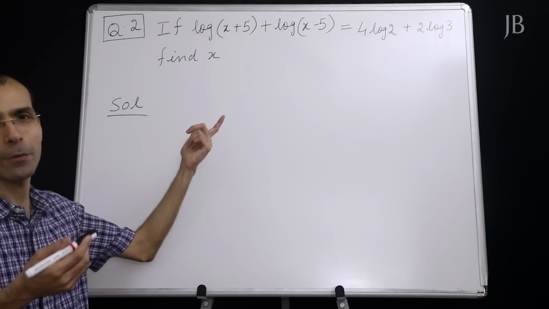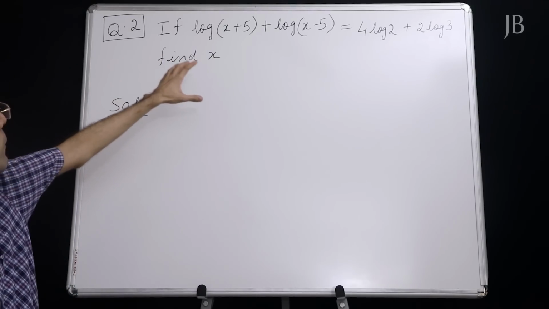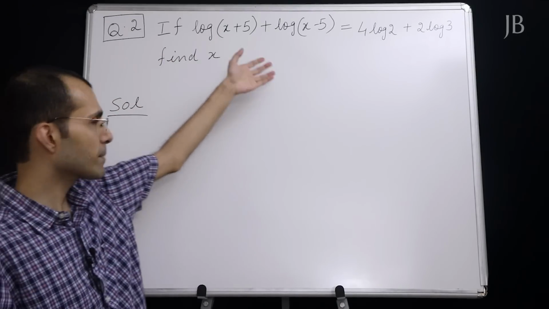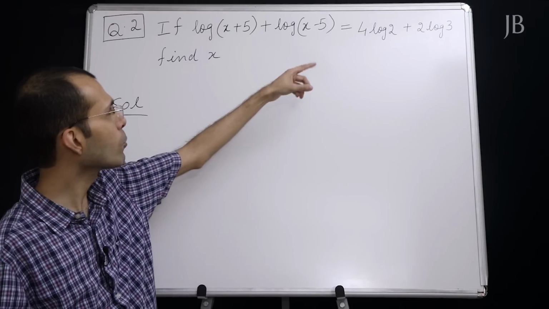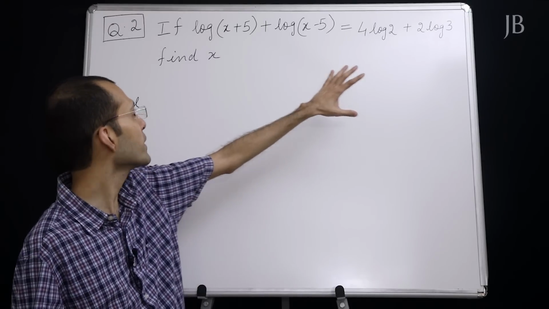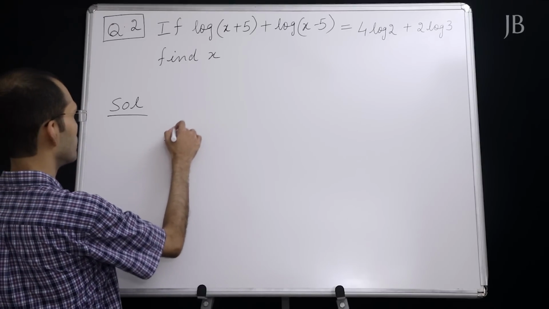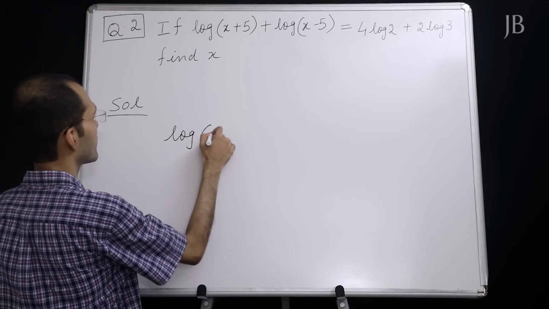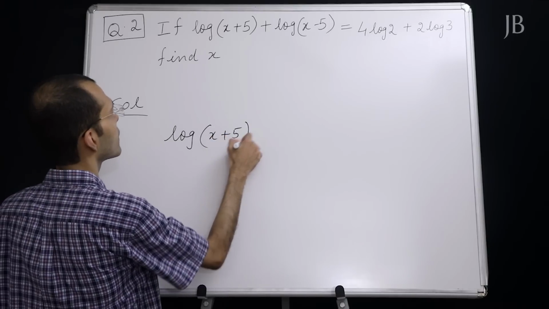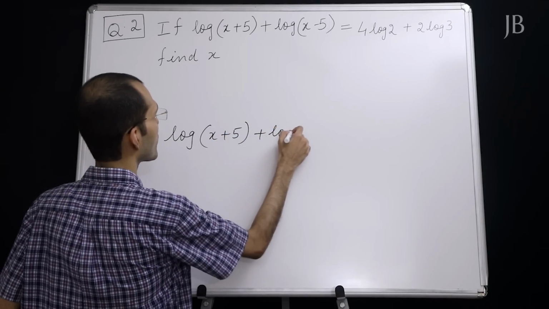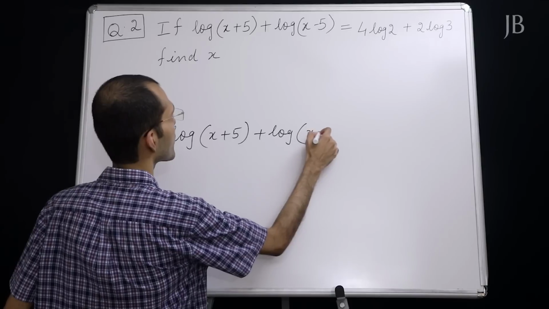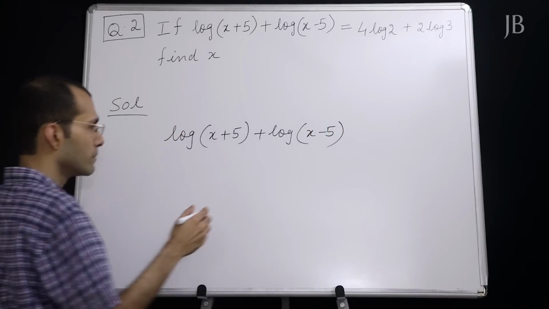These are logarithmic equations. So if log of x plus 5 plus log of x minus 5 is 4 log 2 plus 2 log 3, find x. Okay, let's see how do we go about it. Now see, here there is no problem. Log of x plus 5 plus log of x minus 5.